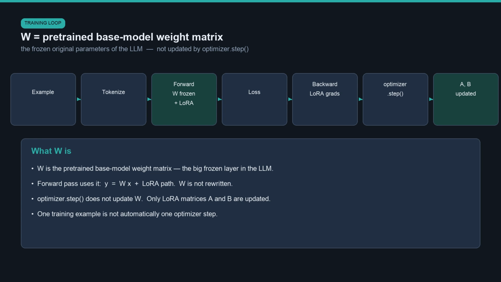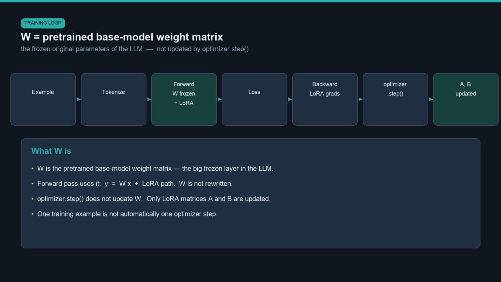W is the pre-trained base model weight matrix, the original frozen parameters of the language model. An example is tokenized. Then the forward pass uses W, y equals Wx, plus the LoRA path. Loss is computed. Gradients flow. An optimizer step updates only A and B. W does not get an optimizer update.